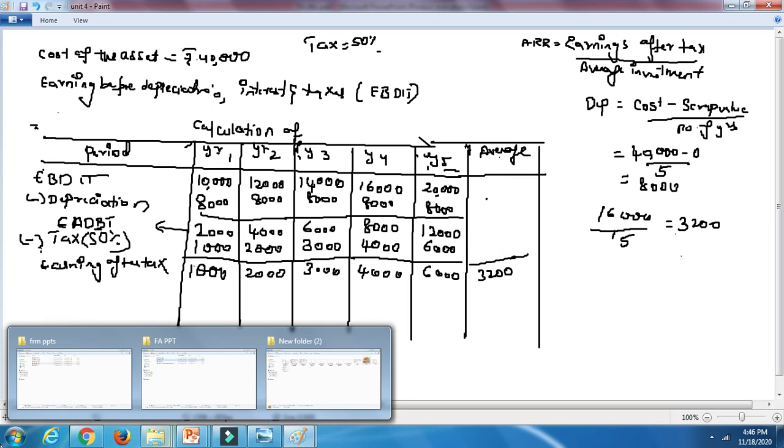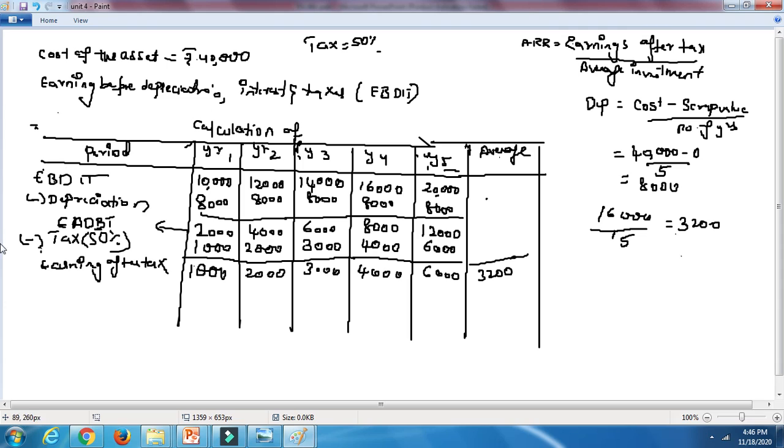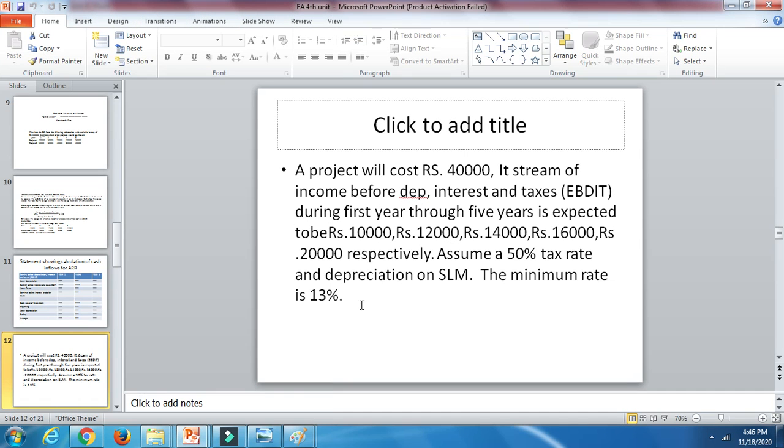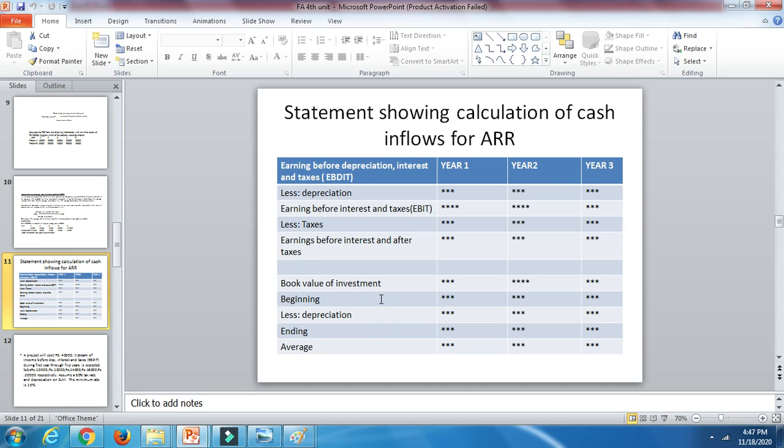Okay, so this is one part. We got the numerator part. Now we need to calculate the denominator one. So if you see this, this is what we required. We got the numerator part. Now in the question, what he has given is the cost of the asset, 40,000, and he is asking us to calculate the average investment also.